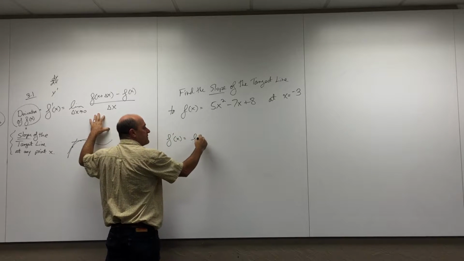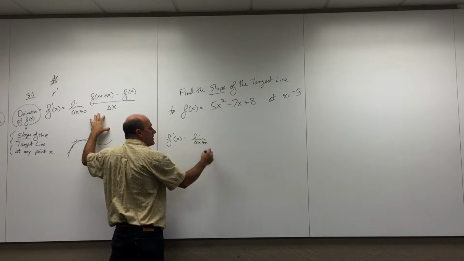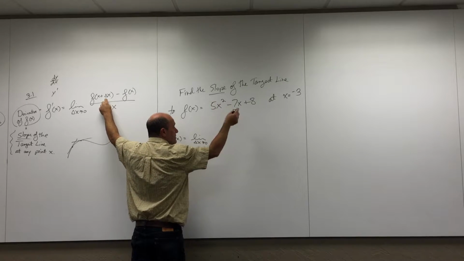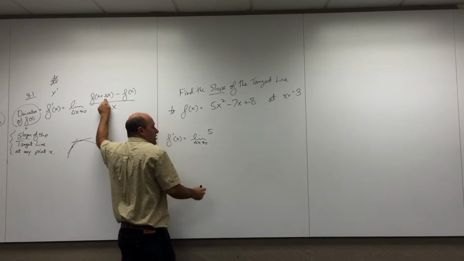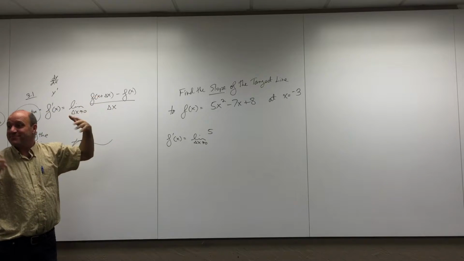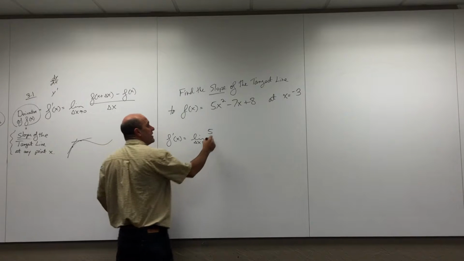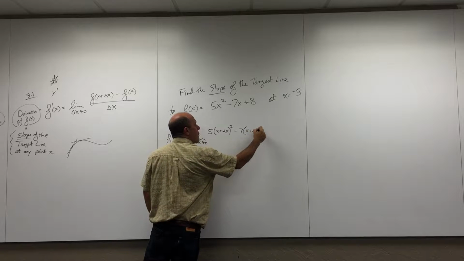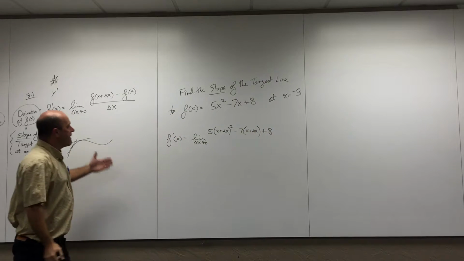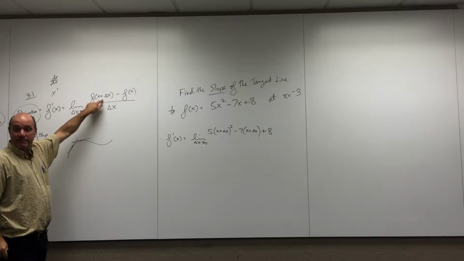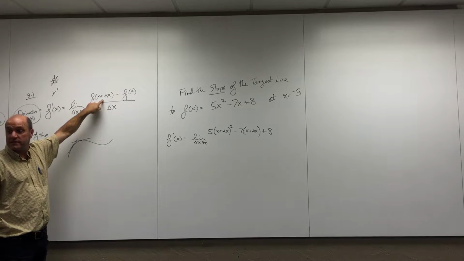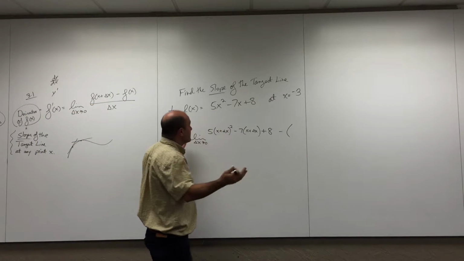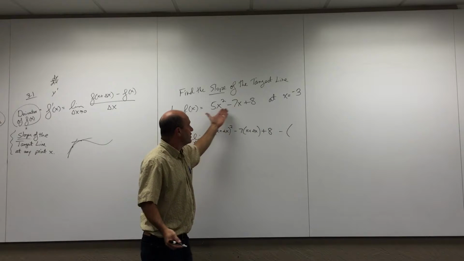I'm going to do the limit as delta x goes to 0 of f of x plus delta x. You go to your function and plug in x plus delta x. That's only that part, right? Minus the function itself, with just an x in it.